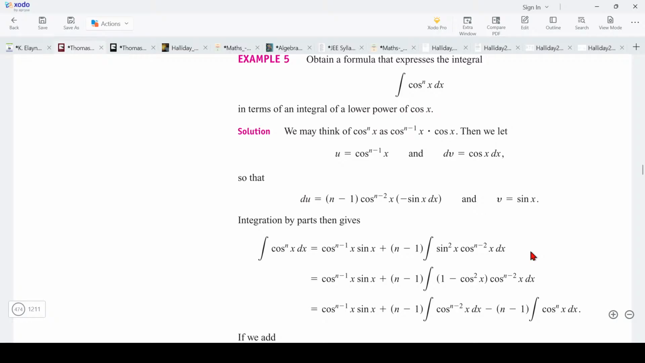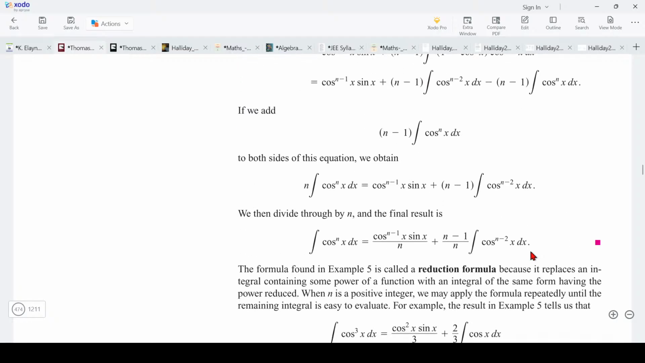Sir, can you turn the page once? This one.